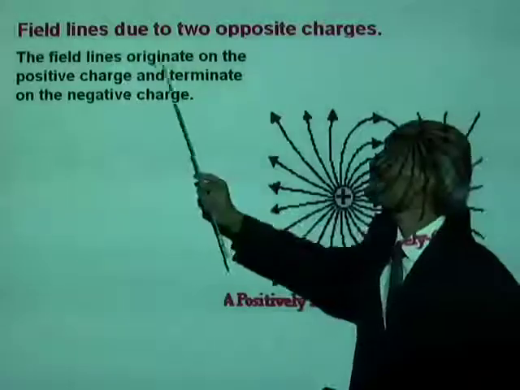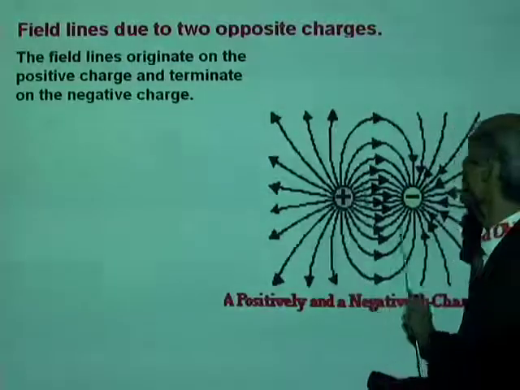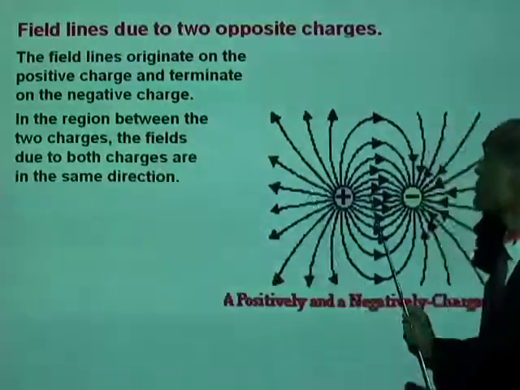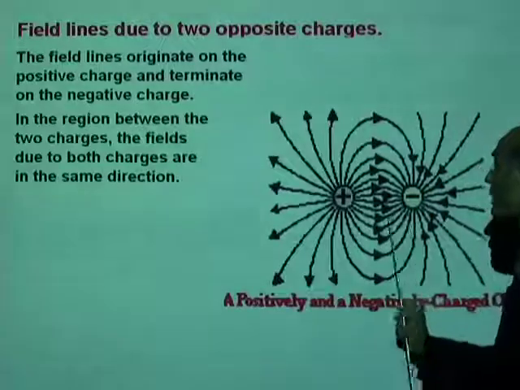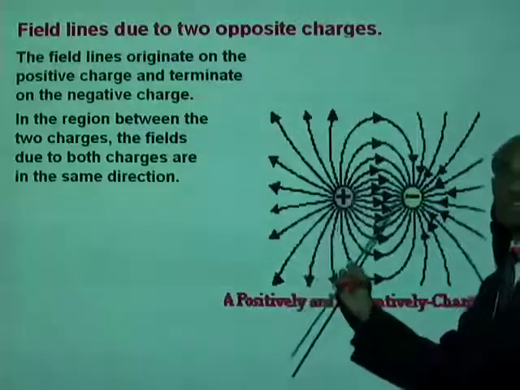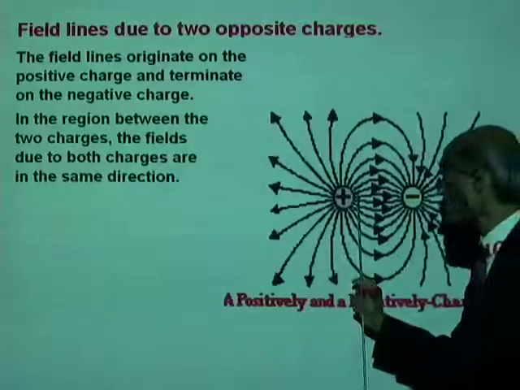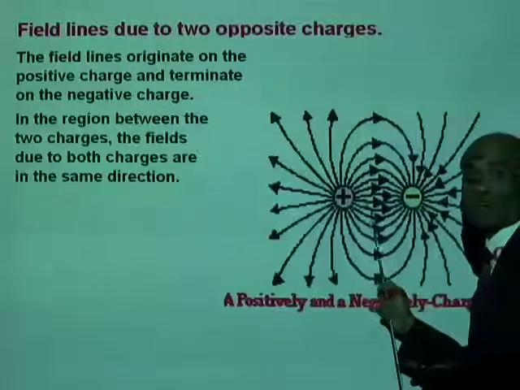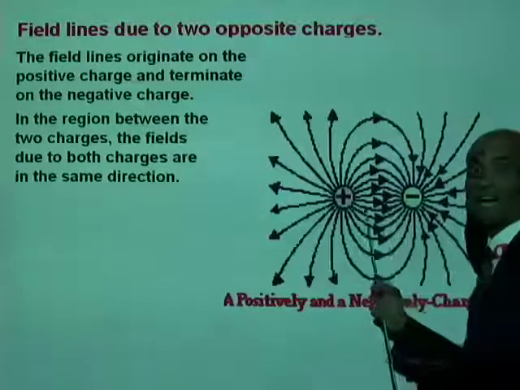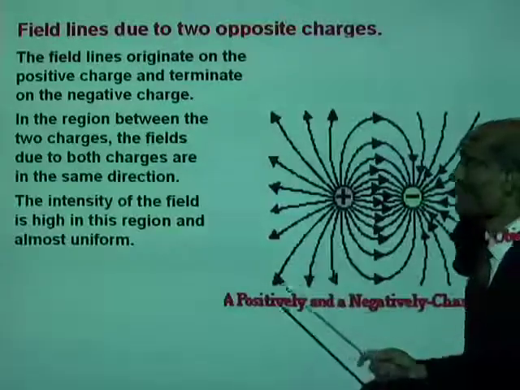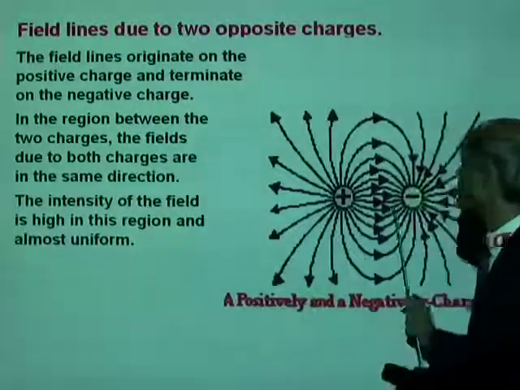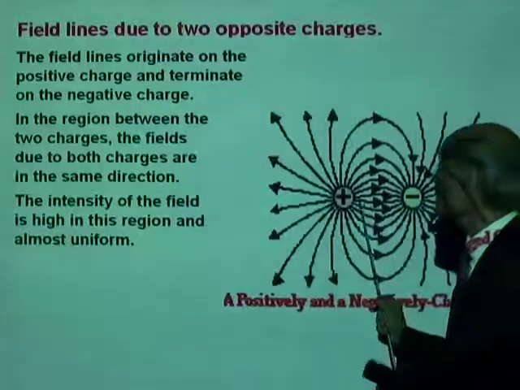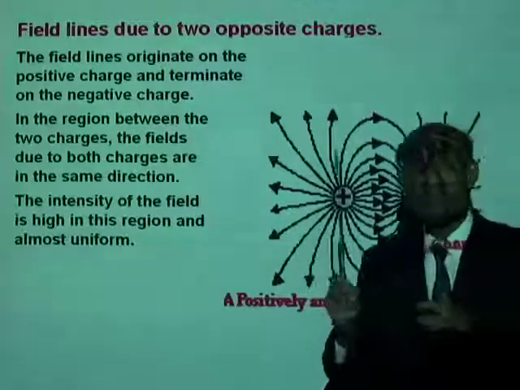Why? The field lines originate on the positive and terminate on the negative. In the region between the two charges, the field lines due to both charges are in the same direction, because the positive will push the test charge away, the negative will attract. So look at the direction of the field lines in between there. The intensity of the field is high in this region. The field lines are very close there, and so the strength of the field will be very high in between the two charges.